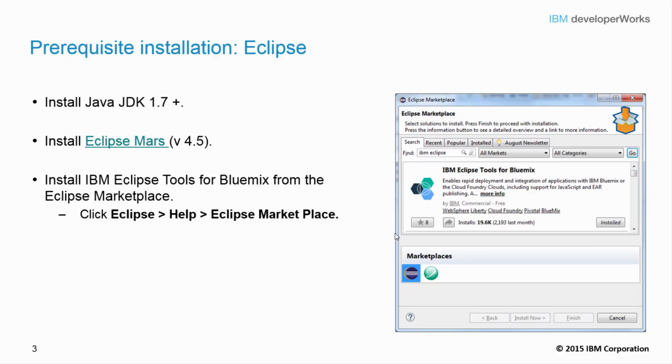Before we dive into the demo, there is a list of tools we need to download and install. So let's get started with the JDK. We need a Java runtime and associated development kits, which is 1.7 or greater. And we also need Eclipse Mars, which we will use as the integrated development environment for Java to edit, test, and run. And we also need the IBM Eclipse tools for Bluemix to make the deployment to Bluemix easier from your local environment through Eclipse.